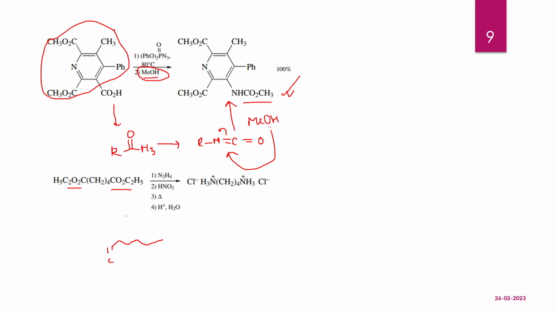the acyl hydrazide. At the start of this Curtius reaction, I already told you this will form acyl hydrazide, and on diazotization using this reagent, this acyl hydrazide will give the acyl azide. So first it will form acyl hydrazide.